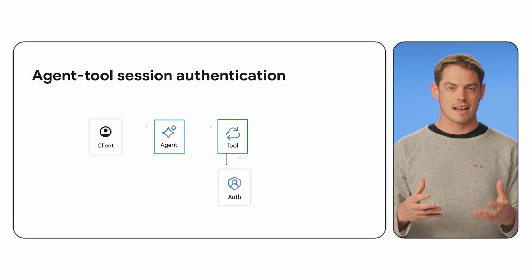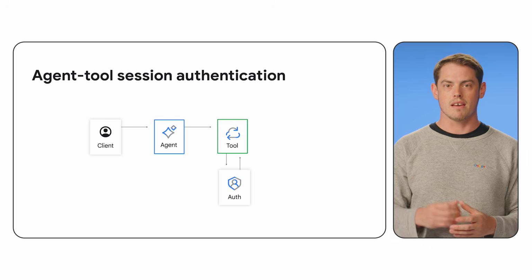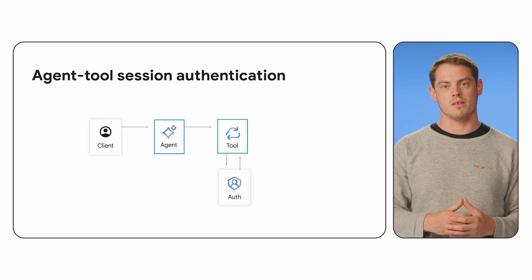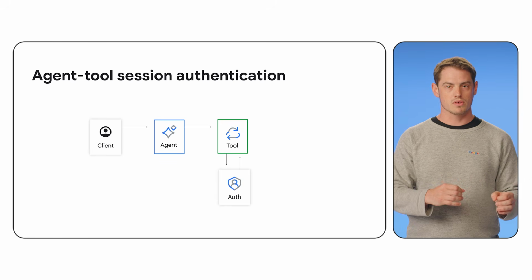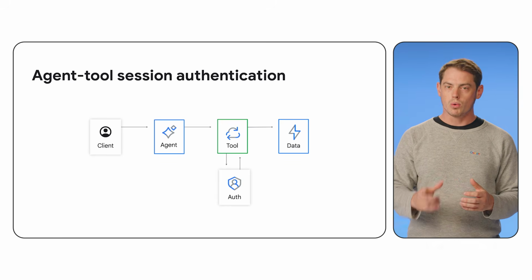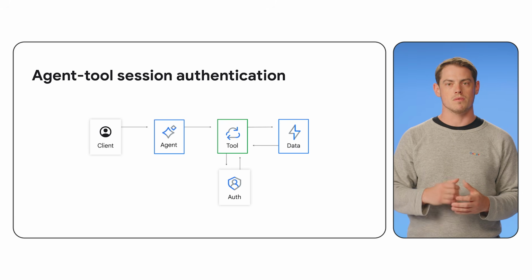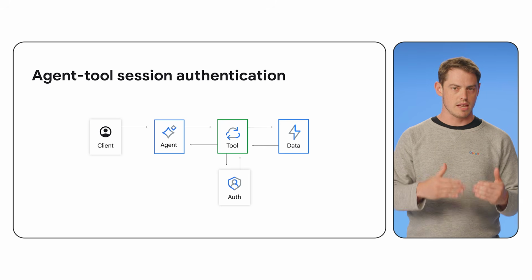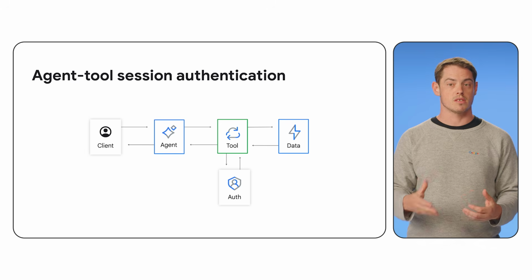This retrieval service acts as a gatekeeper for the database. It verifies the token and gets the corresponding user ID. Finally, the retrieval service uses that user ID to query the database, ensuring it only fetches information for that specific user. The data is returned to the agent, which then formulates a response for the user.